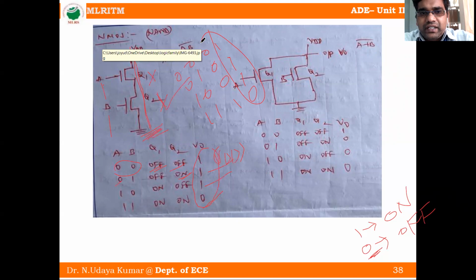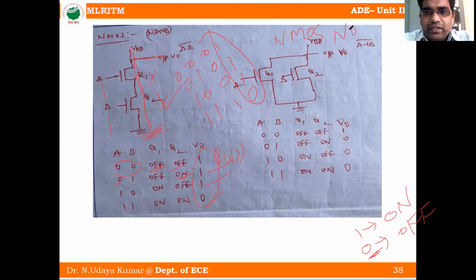Similarly, we will see the NMOS NOR gate. This one is the NMOS NOR gate. So this is a parallel combination. For 0 0, 0 is given, both transistors are off. Both transistors off means there is no connection from VDD to ground, so VDD is directly connected to the output, that means 1.